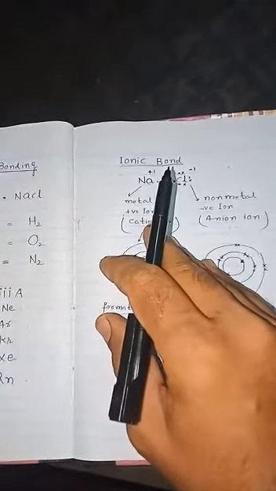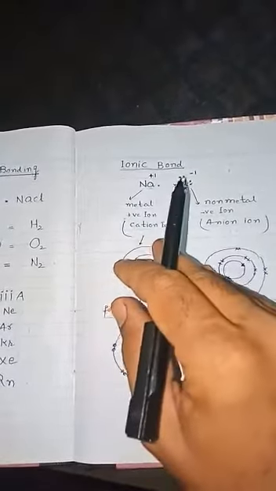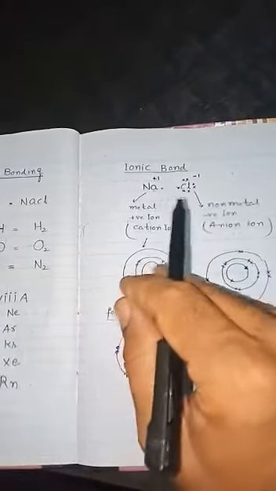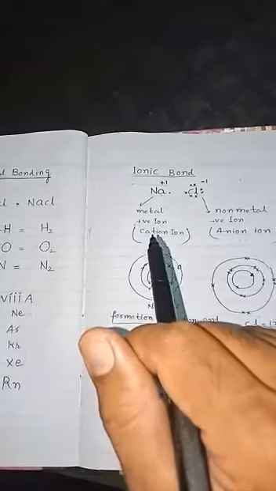So we have to learn here that there are two types of atoms, two types of elements. First is a metal and other is non-metal. First is called the positive ion, that is the cation.